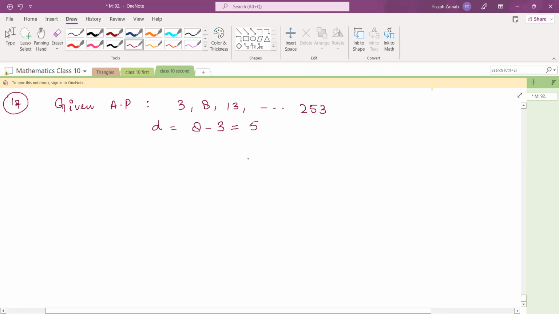Now just for your understanding, if I write this in the reverse order, how will the AP look? The terms will be like this: you are starting from 253, then you have 13, then 8, and the last term will be 3, correct? So if I want to find D in this case, I can take any two terms, doesn't matter. I'll take 8 minus 13. This is how we subtract, from the right hand side. So D will actually be minus 5. D will become minus 5 if I take my AP in the reverse order. Understood?